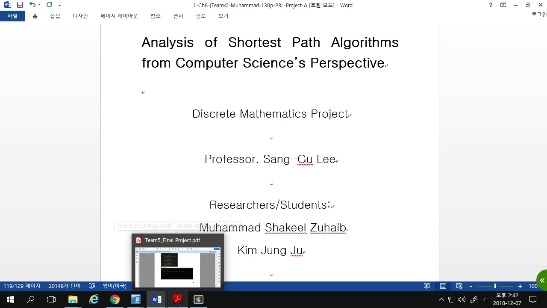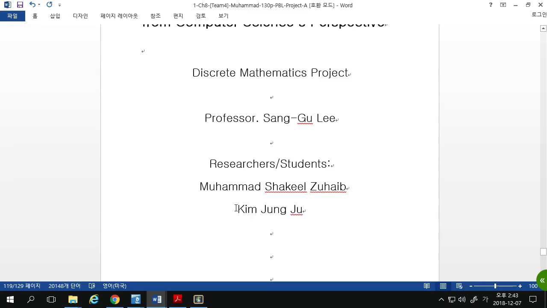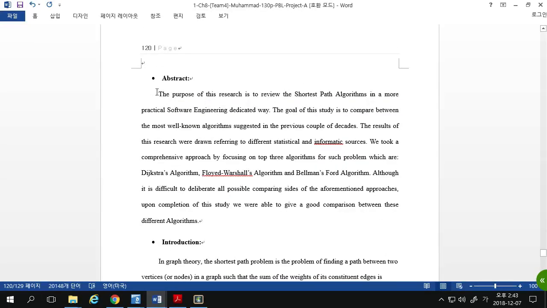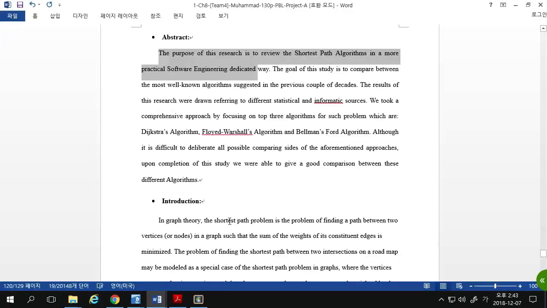Since we mostly belong to the software department or a computer science related department, we thought about going through the algorithms that are inside of our book, which is Dijkstra's algorithm, and find 2 or 3 different algorithms which have different approaches, different analysis, and try to find the differences between them and the applications of each. So basically the most involved students in this research were me and Mr. Kim Jong-ju. And as I mentioned earlier, the purpose of this research is to analyze the algorithm from a software engineering or a computer science dedicated way.